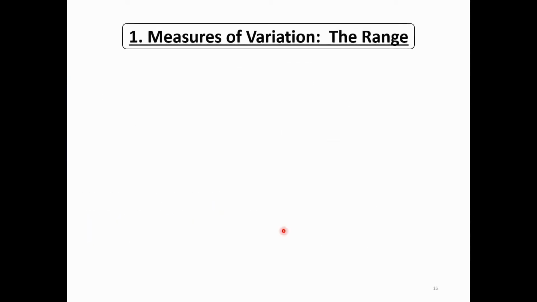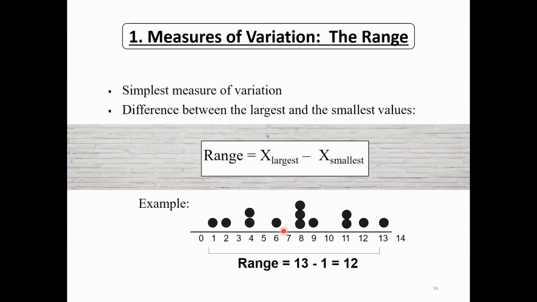So the first measure of variation is the range. This is a very simple concept, because when you're given the data set, you first order the data set from smallest to largest. The range is simply the difference between the largest value and the smallest value. That gives you the range. For example, when you order the data set, you will see the largest value is 13, the smallest value is 1, the range is 13 minus 1, which is 12.